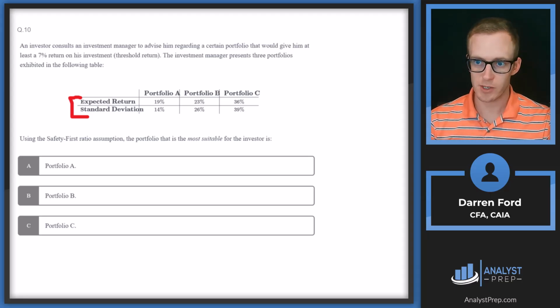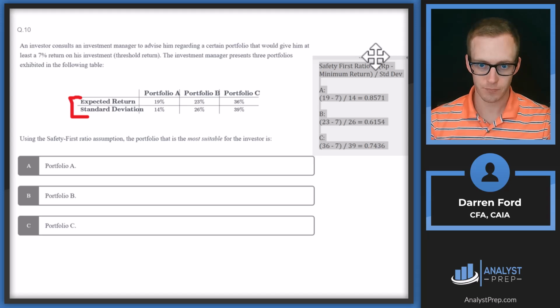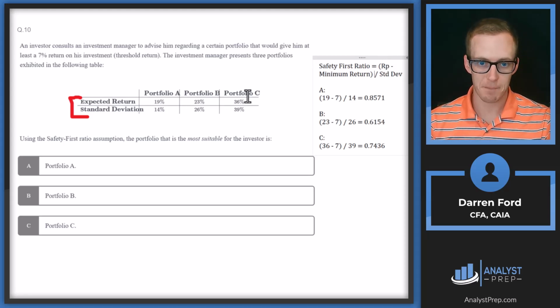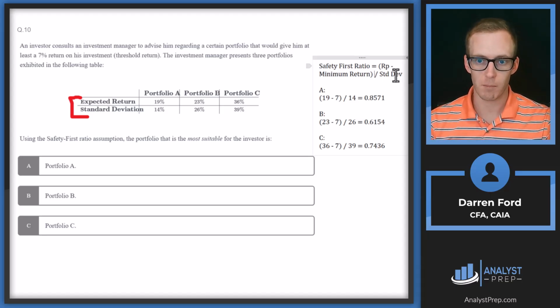So our safety first ratio is going to be kind of similar to the Sharpe ratio, except we're using a minimum return threshold, which we're given at 7%. We're going to take the expected return of the portfolio, so this top row, then we're going to subtract out the minimum return and then divide by standard deviation. So essentially what this is doing is calculating the amount of return per unit of risk above our threshold.